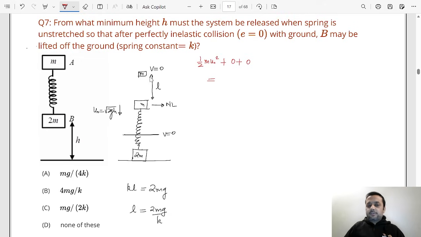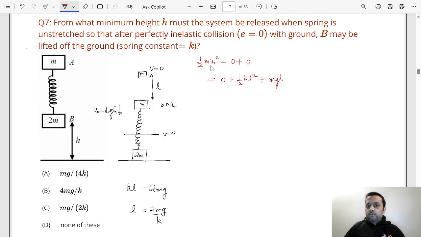Okay, that will be equal to kinetic energy at this point, which has become 0 because m has stopped here, plus spring potential energy. So what is the spring potential energy? Half k L square, because the spring has gotten an extension of L, plus the gravitational potential energy of m, which is mgL. So this is the equation that we will get.